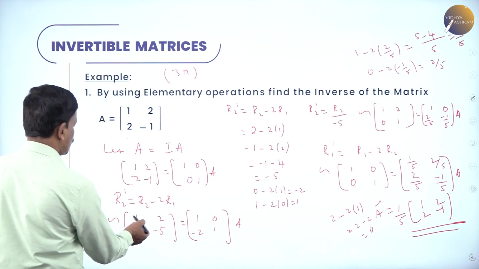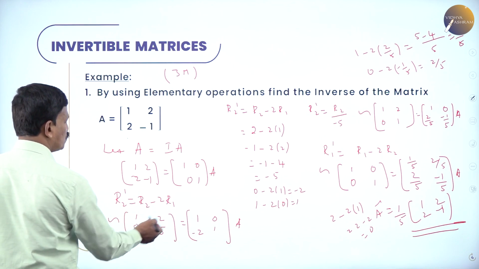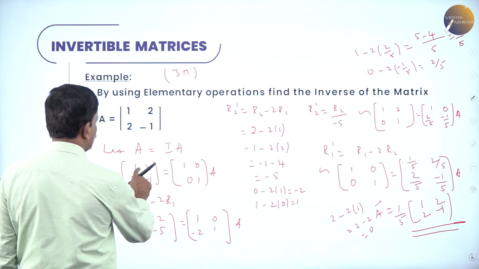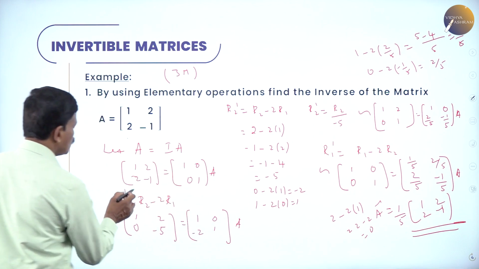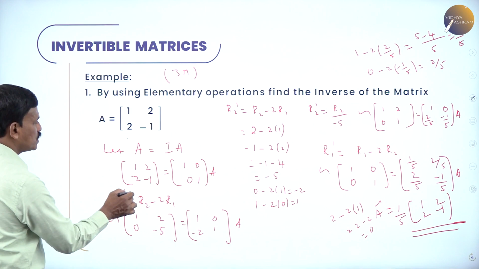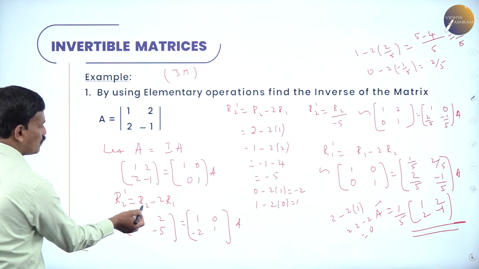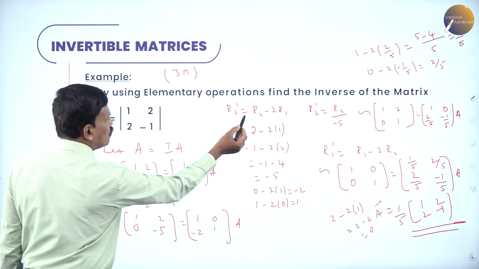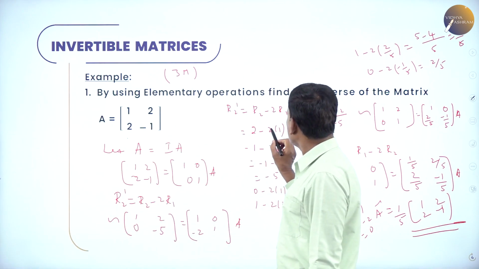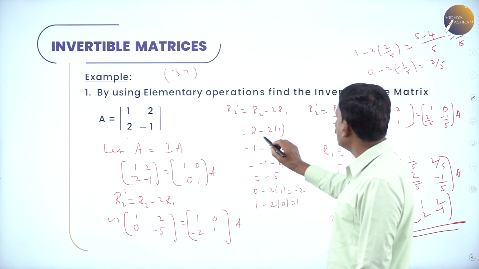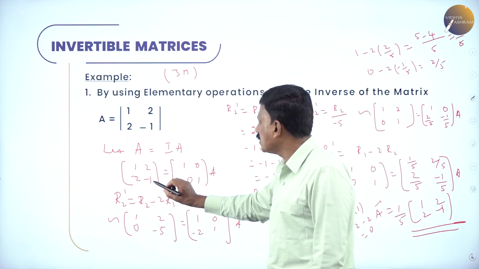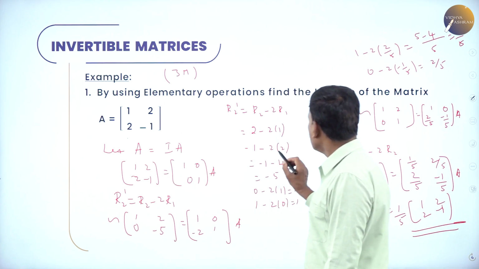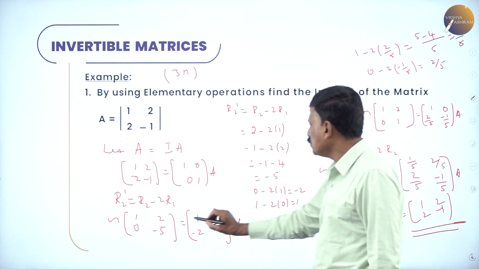So now let us consider this operation: R2 dash is equal to R2 minus 2 into R1. So R1 remains the same, R1 is 1, 2, 1, 0. This row is to be changed. That is, the first element of R2 minus 2 into the first element of R1. That is 2 minus 2 into 1, 2 minus 2 is equal to 0. Again, the second element: minus 1 minus 2 times this 2, so minus 1 minus 4 is equal to minus 5.